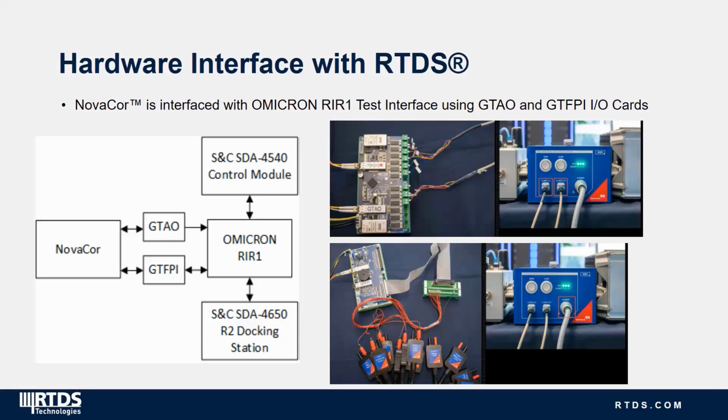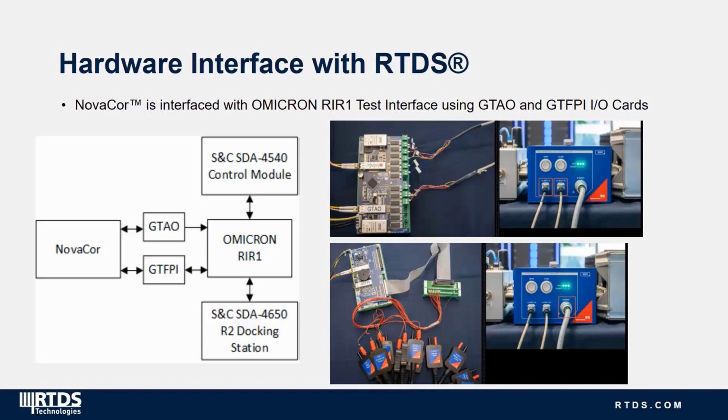In this example, we're going to be using the analog output card, or GTAO card, as well as the front panel interface card, or the GTFPI card. The IntelliRupter is going to be operating a breaker contained within the simulated distribution system in order to perform the pulse closing. In order for the IntelliRupter to do that, it needs information about the voltage sensed on either side of the breaker and also the current flow through the breaker.